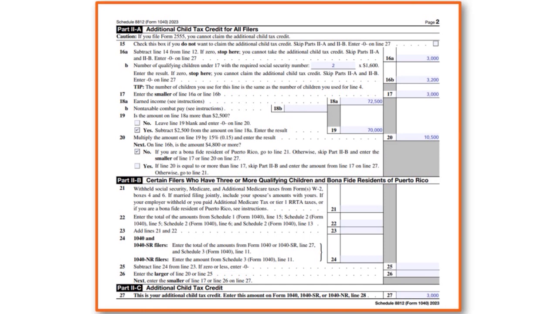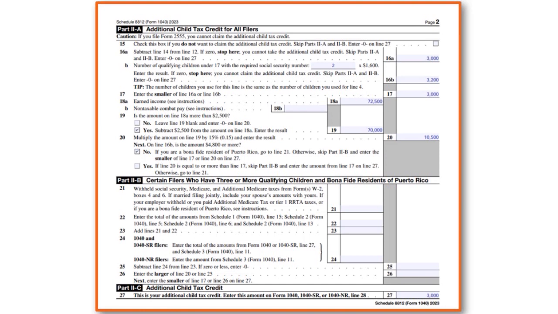Part 2B is actually about certain filers who have three or more qualifying children and bona fide residents of Puerto Rico. So we have to see what really works for you. In Part 2C, we have the additional child tax credit. In our case, when we did the math, we have 3,000. So for all intents and purposes, our additional child tax credit, our ACTC, for this year amounted to 3,000.